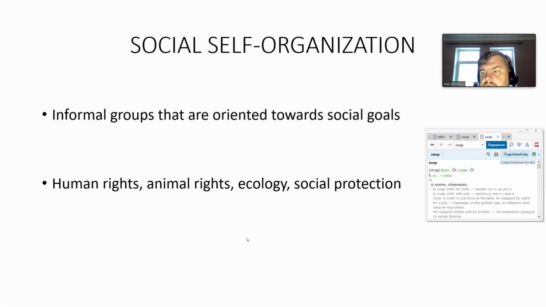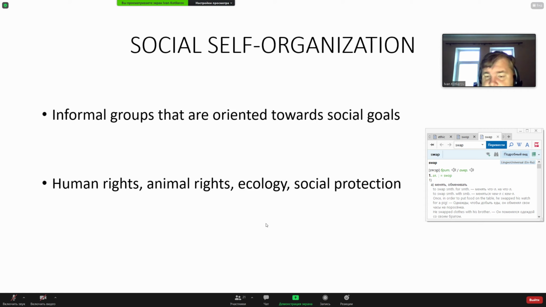Okay, I would mention a very interesting combination of social self-organization and customer self-organization. As I've already mentioned, in the case of a giveaway, you give away a product you don't need anymore. You don't throw it into a landfill. You give it to a person who may use it further. So in this case, you are a kind of ecology activist. You don't put too much junk into landfills, which is pretty good.